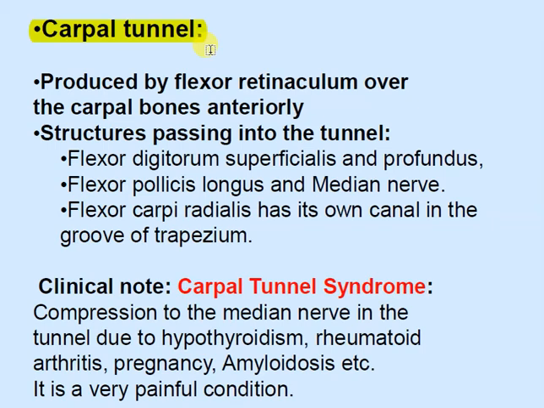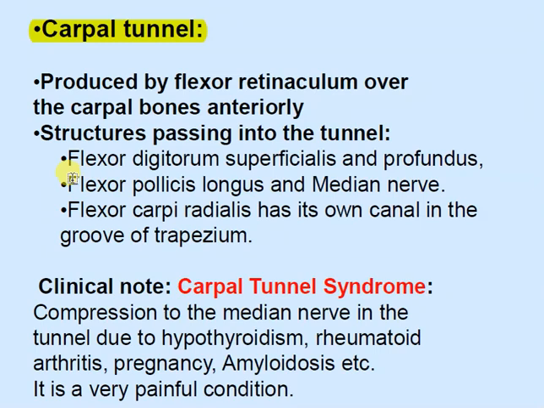In carpal tunnel syndrome, first you need to understand the concept of the carpal tunnel. The carpal tunnel is produced by the flexor retinaculum over the carpal bones anteriorly. Structures passing through the carpal tunnel are flexor digitorum superficialis and profundus, flexor pollicis longus and the median nerve. Flexor carpi radialis has its own canal in the groove of the trapezium.